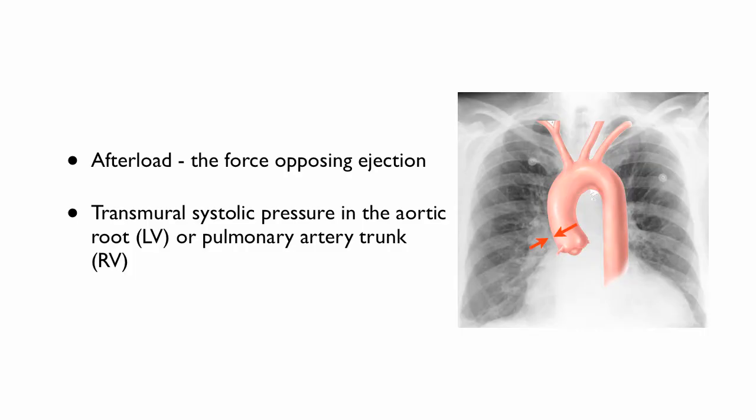Thinking now about the afterload, again, we have various different descriptions in mind, and in simple terms it's the force opposing the ejection of the blood from the ventricle. But it's actually the transmural systolic pressure in the aortic root on the left side, or in the pulmonary artery trunk on the right side.